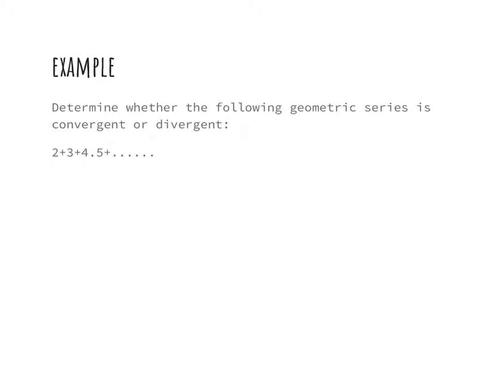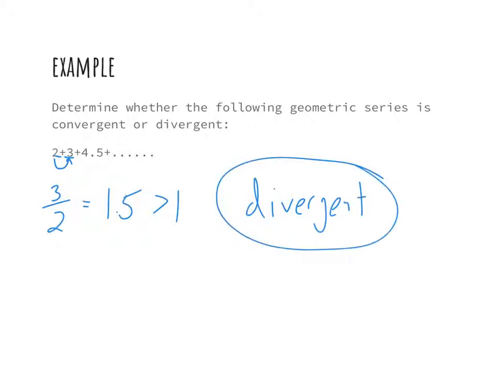Next example, we've got the series 2 plus 3 plus 4.5, keep going forever and ever. Again, whether it's convergent or divergent, we look at the common ratio. To do that, we take 3 divided by 2, so that's the second number divided by the first. 3 divided by 2 is 1.5, and again, 1.5 is greater than 1, so this is a divergent series.